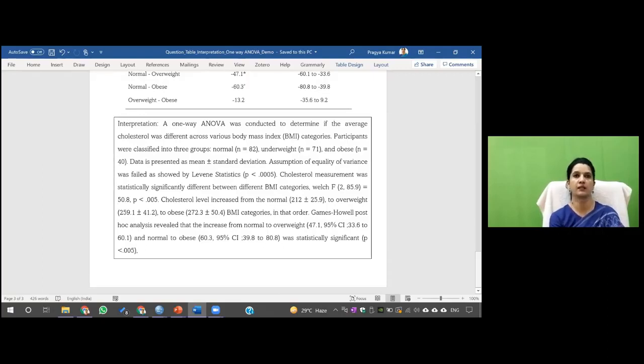Any other query before we go for the breakout room? Here also you can see that we have taken the value of Welch. This is the Welch F, right? If I have written Welch in front of F, that means that Levene's statistic assumption of equality of variances failed. So that you should do.